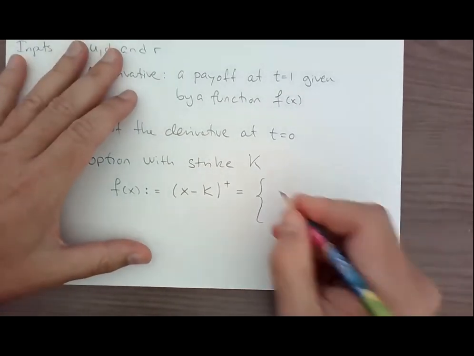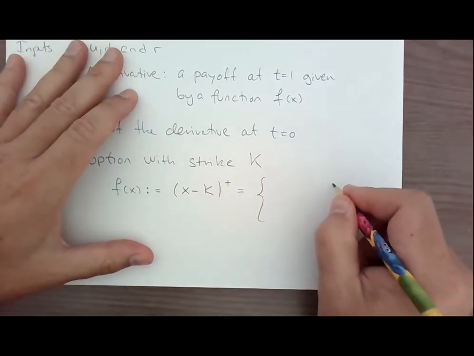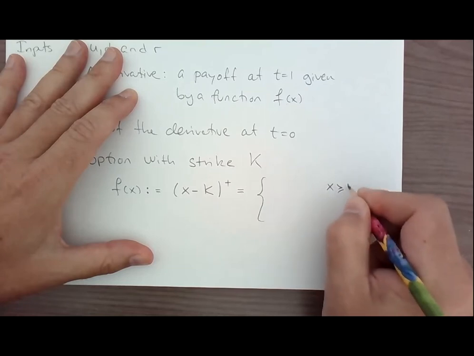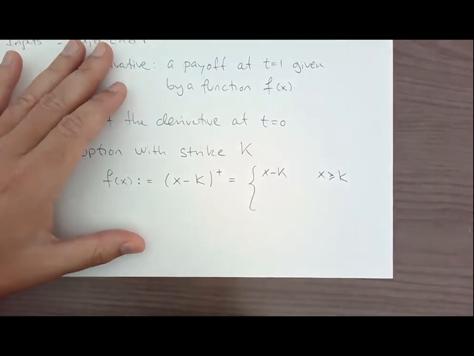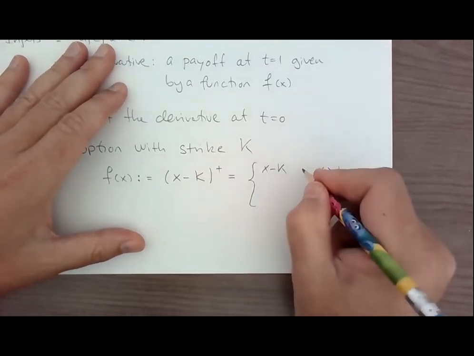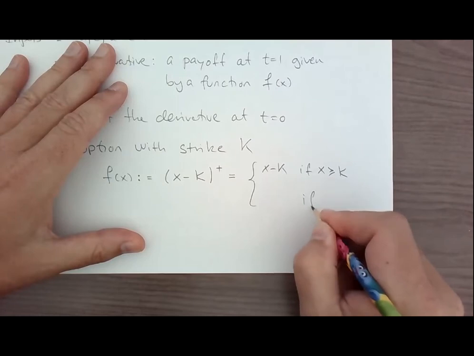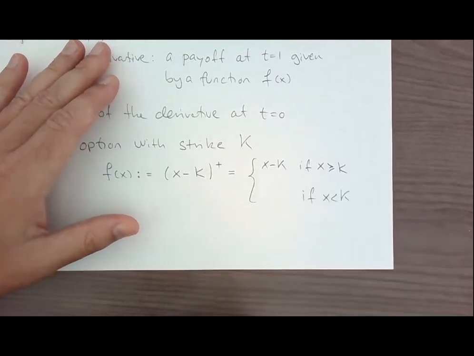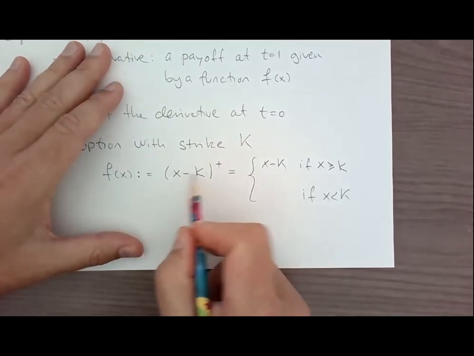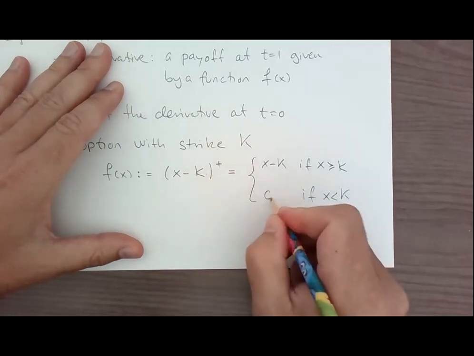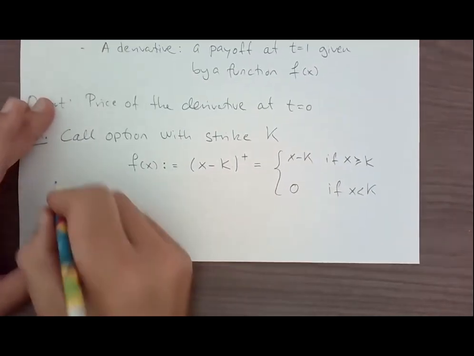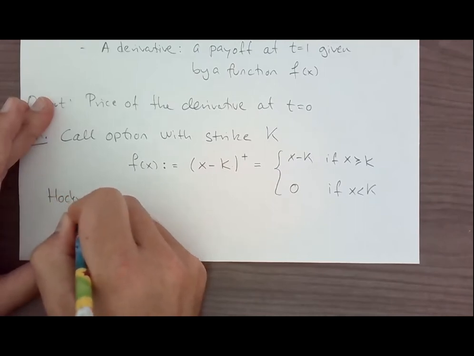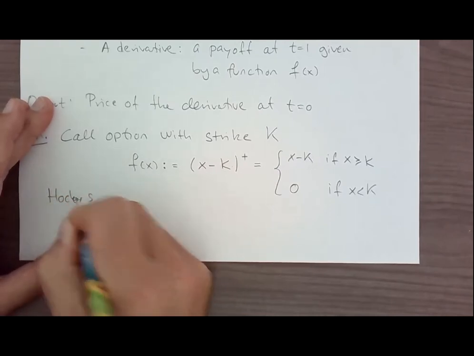It means that if x minus k is positive, so if x is bigger than or equal to k, then you're going to get x minus k. And if x is less than k, this is going to be negative, and you're going to get a 0. So this is called a hockey stick.